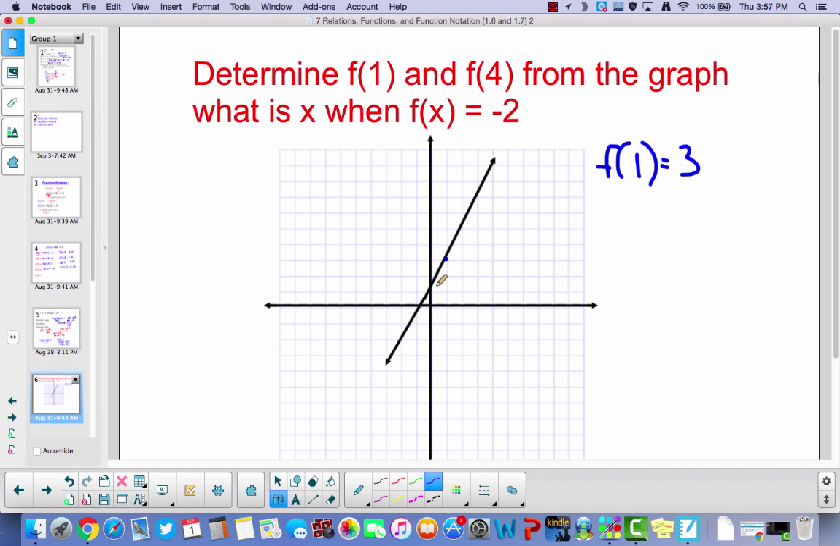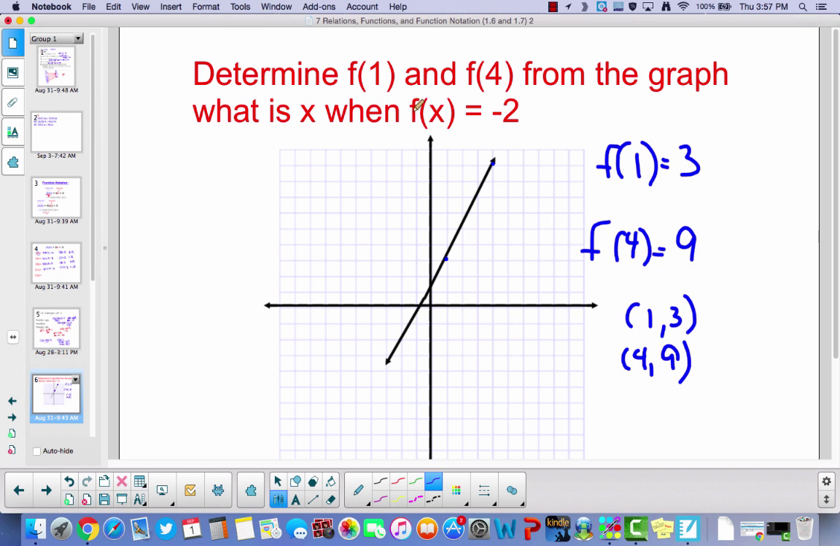What is f of 4? 4 is my x value, so I go over to the 4. I go up until I hit my graph. It looks like my y value there is 1, 2, 3, 4, 5, 6, 7, 8. It looks like it's about a 9. So f of 4 is 9. What this is saying is I have the ordered pair 1, 3, and 4, 9. This is my x value, this is my y value. This is my x value, this is my y value.